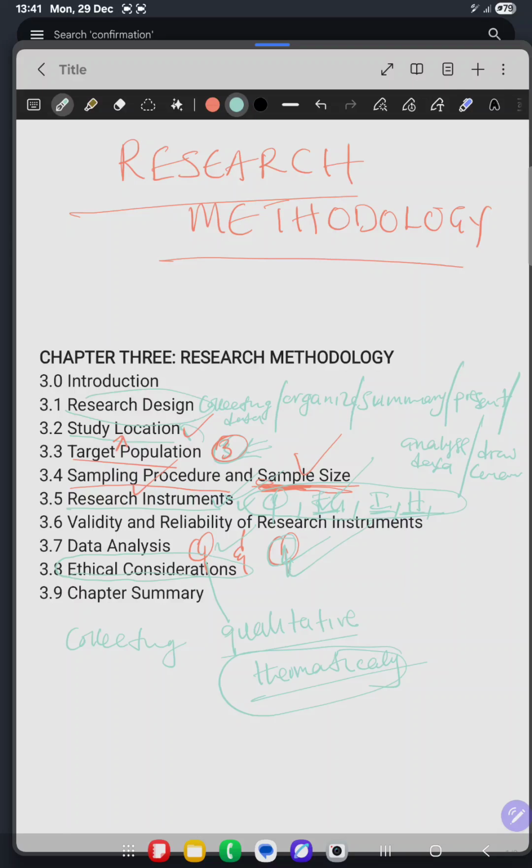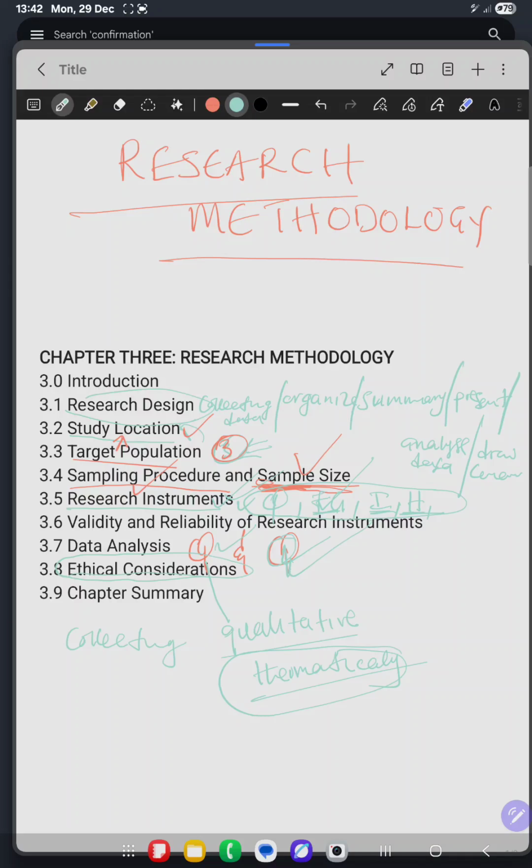Now, look at this. When I say ethical considerations, I mean those good things that you do as you go out there as a researcher, as you are collecting your data. For instance, you as a researcher cannot go out there. Let's say you are conducting your research at school A. You can't just go directly into class and start asking learners questions. No, you can't do that.